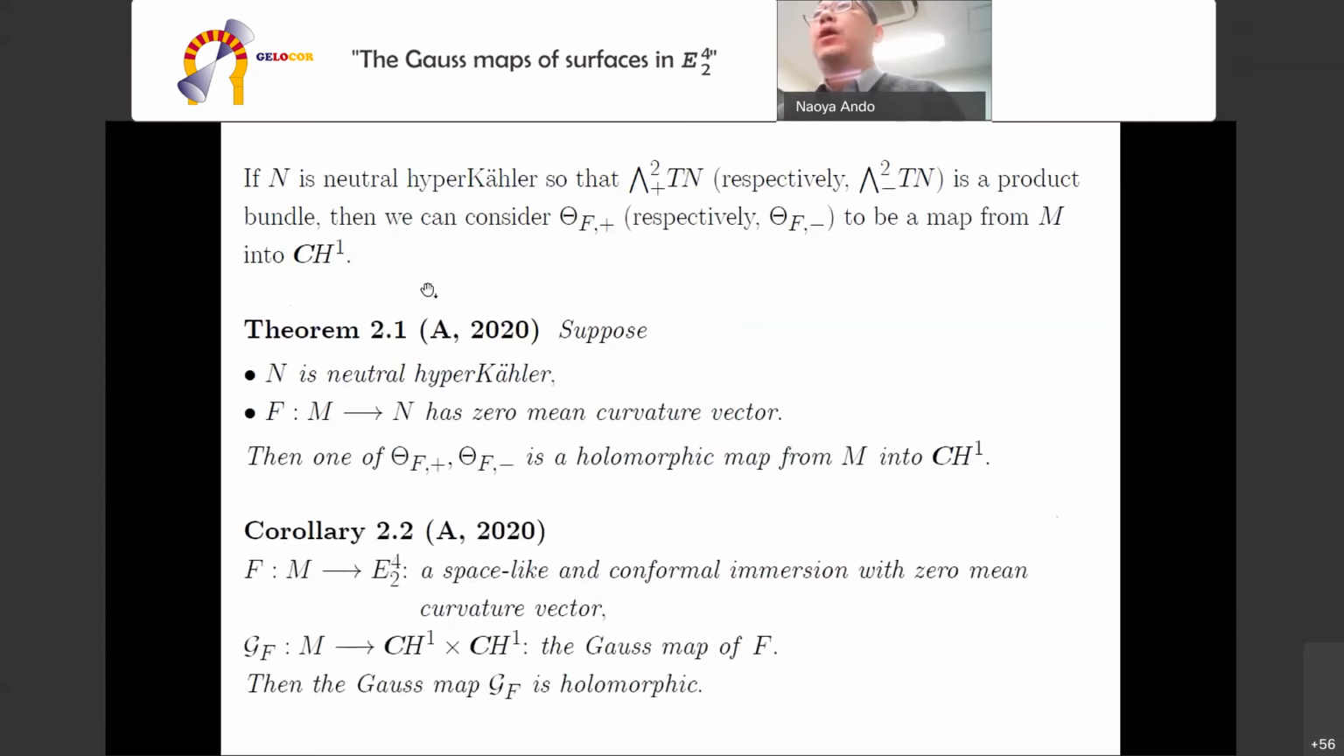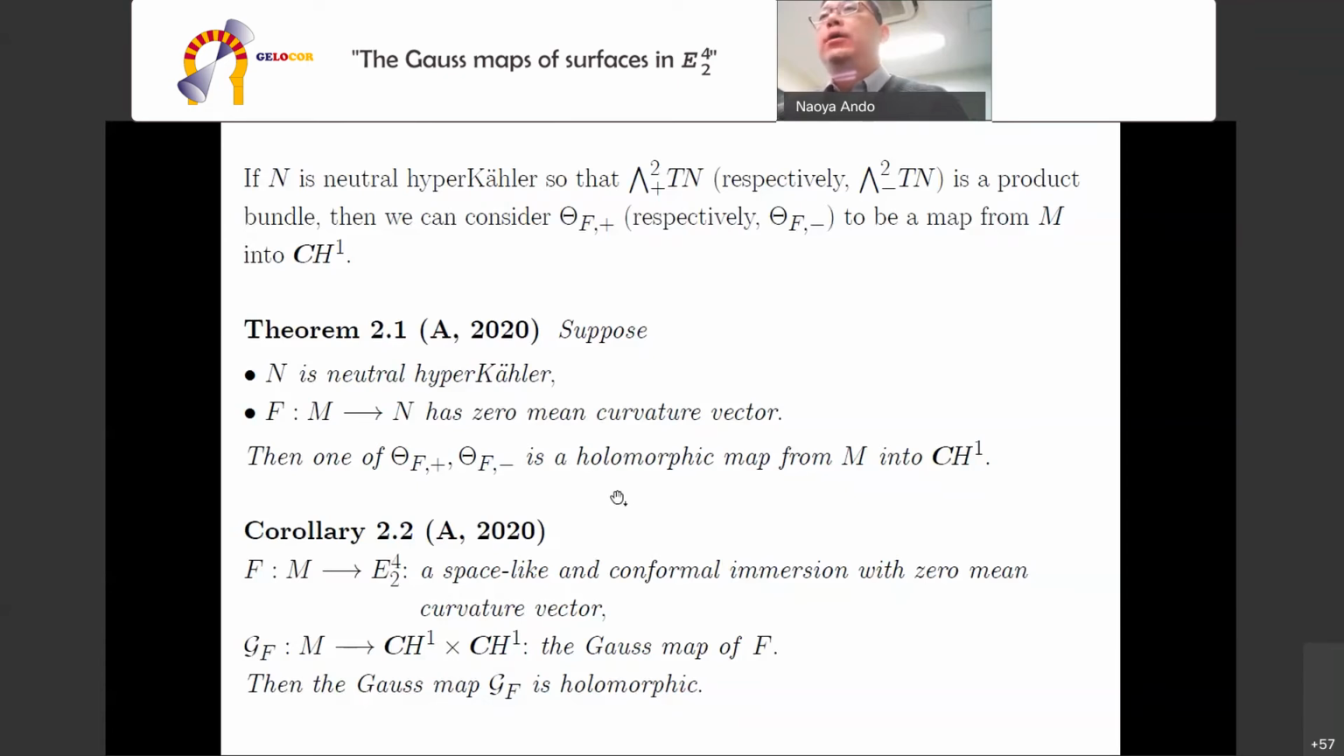If N is neutral hyperkähler, so that this bundle is a product bundle, then we can consider theta F plus to be a map from M into the complex one-dimensional hyperbolic space, CH1. Then we can obtain this theorem. Suppose that N is neutral hyperkähler and F has zero mean curvature vector. Then one of theta F plus, theta F minus is a holomorphic map from M into CH1.